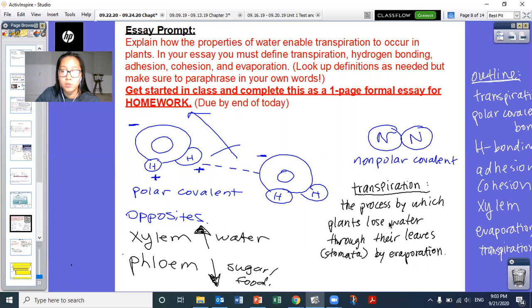Transpiration is the process by which plants lose water through their leaves when the water is getting pulled up through the leaves and evaporating. It happens when it's really, really hot, and it's sometimes bad for the plant if you think about wilting and stuff.